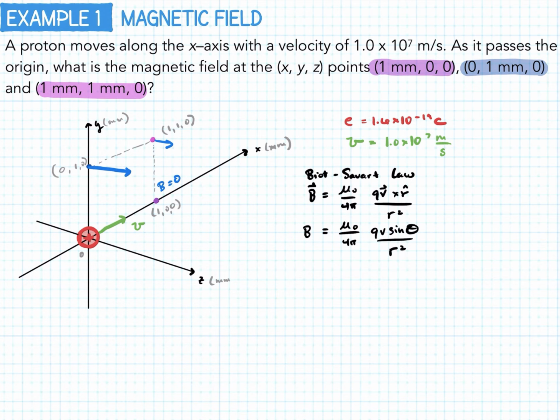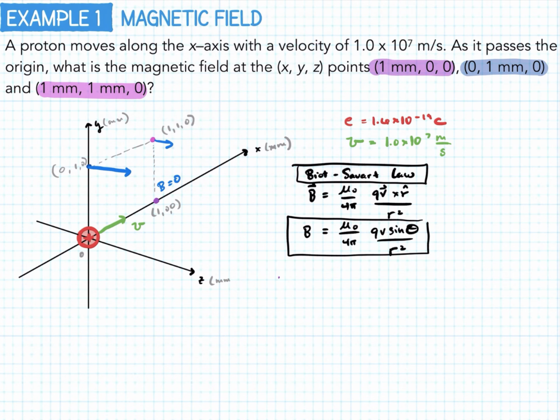Over R squared. All right, so this is our equation from Biot-Savart. Okay, and then we're going to plug in for our different B's. So remember, B1, we know this one's going to be 0, but let's see why.